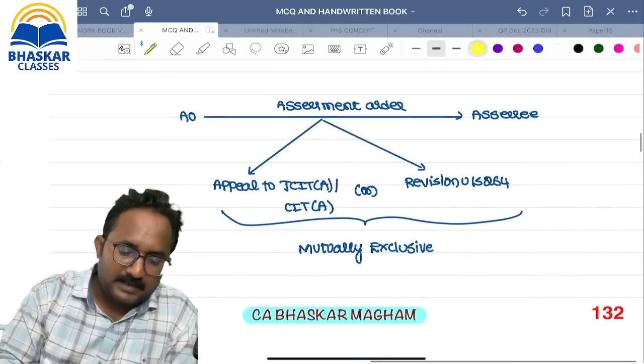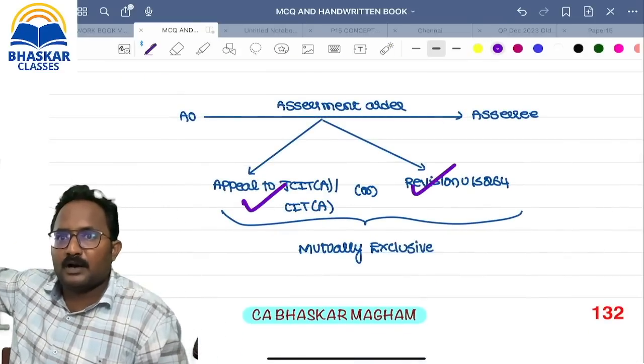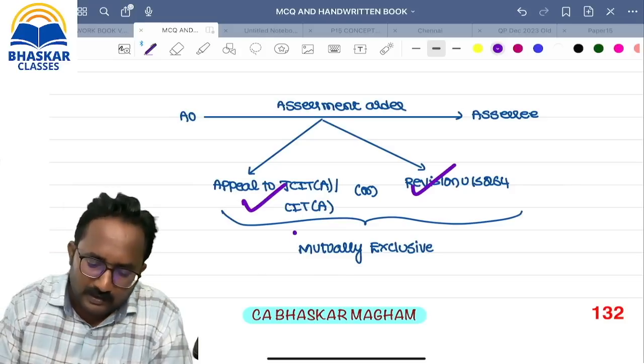No. So this is the biggest point, ma'am. These two are mutually exclusive. If you are going for revision, appeals are not available. If you are going for appeals, revision is not available. These two are mutually exclusive.